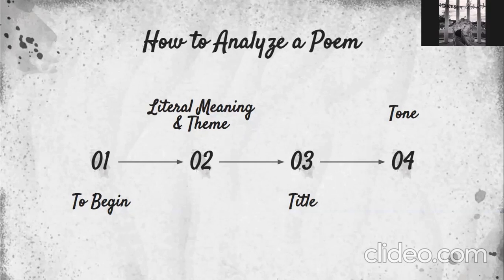And the second one is literal meaning and theme. Before you can understand a poem as a whole, you have to start with an understanding of the individual words. Get a good dictionary, look up and write down the meanings of words you don't know, words you sort of know, and important words, even if you know them, because maybe they have more than one meaning, or maybe they can function as a different part of speech.